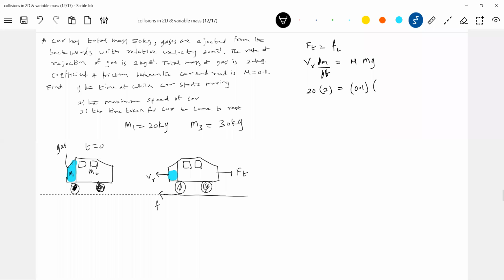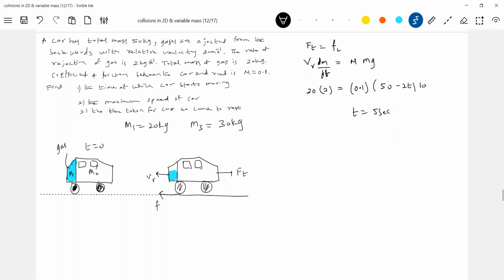What is m? With time, the mass of the system will decrease, no? Because some gas will be ejected. So what was the initial mass? 50. And at what rate is the fuel burnt? For every 1 second, 2 kg. So m is 50 minus 2 into t, into 10. I'll calculate this. Allocated time, this time will be 5 seconds.